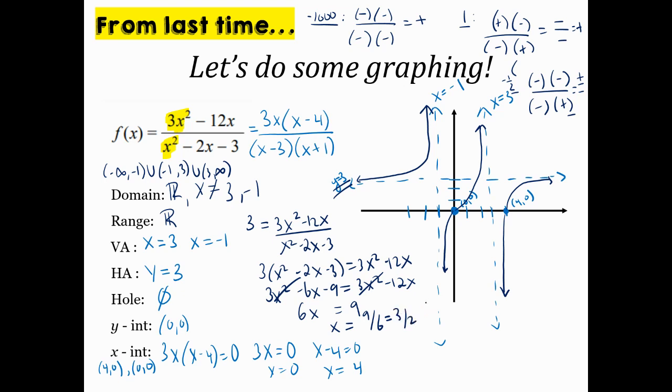3 halves. That's 1.5. Whoa. I actually have a point, right? That's an okay x value. That wasn't one of the ones that was kicked out. How wild is that? So I can actually figure out that this point right here where it crosses it is the point 3 halves, 3. And that's why it's not removed.